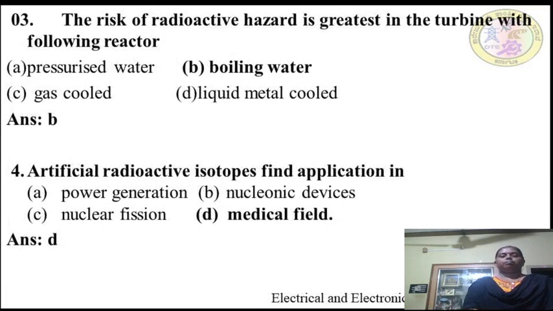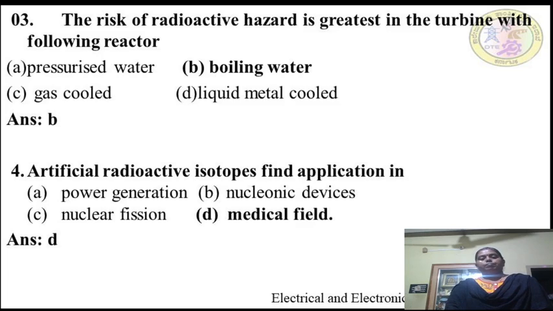Next, third one, the risk of radioactive hazard is greatest in the turbine with the following reactor: A pressurized water, B boiling water, C gas cooled, D liquid metal cooled. The answer is B boiling water, because the radioactive hazard is greatest in the turbine with boiling water.